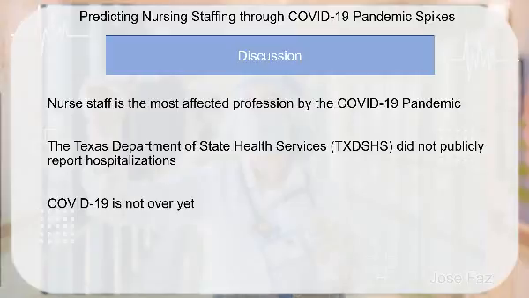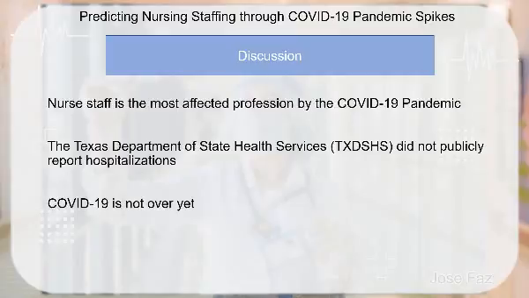While most other professions had the choice of working remotely or not being exposed directly to other individuals in the workplace, the nurse staff did not have that choice at all. They always had to be in direct contact with infected patients, and they had to treat other patients as well. Another point is that the Texas Department of State Health Services did not report COVID hospitalizations at the beginning of the pandemic, which led to a lack of data in our data set.